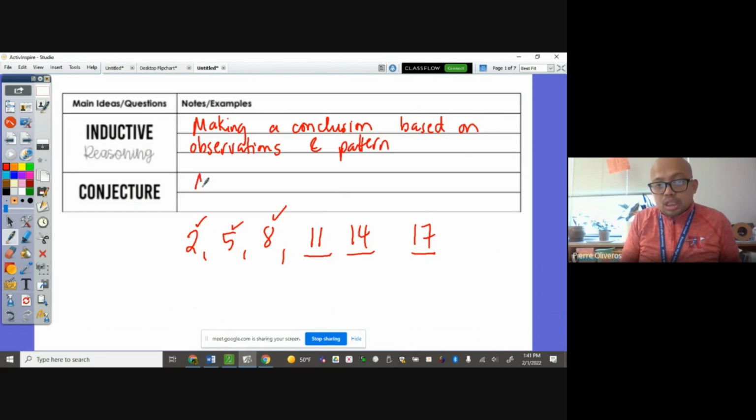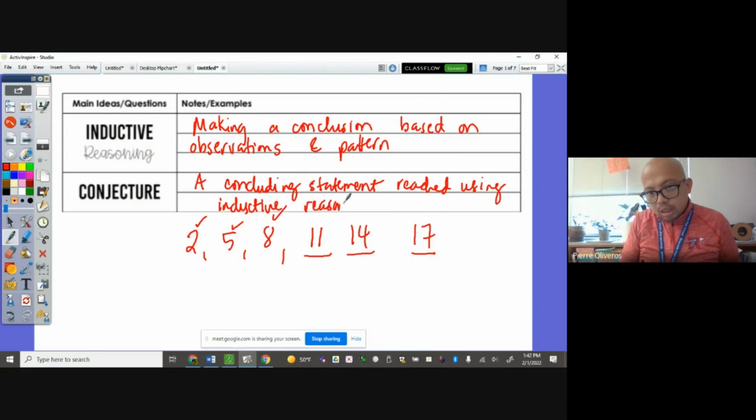So conjecture is a concluding statement reached using inductive reasoning. When we make a final statement based on our observation, we're doing a process of inductive reasoning, and our statement is called the conjecture. Okay.